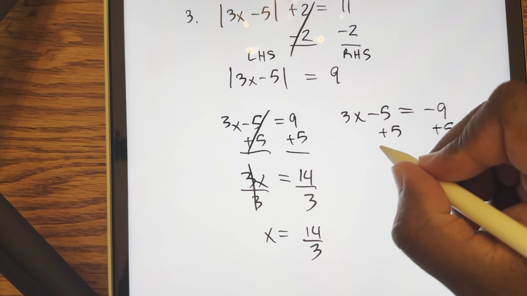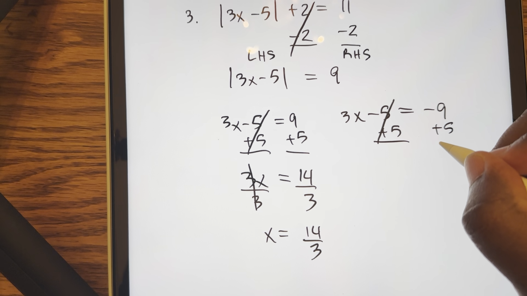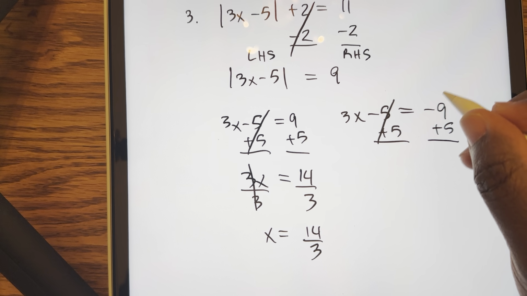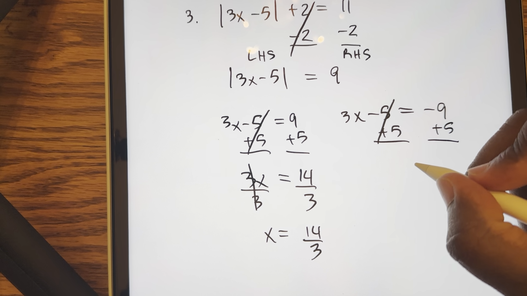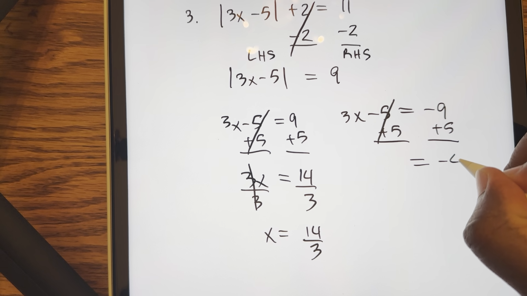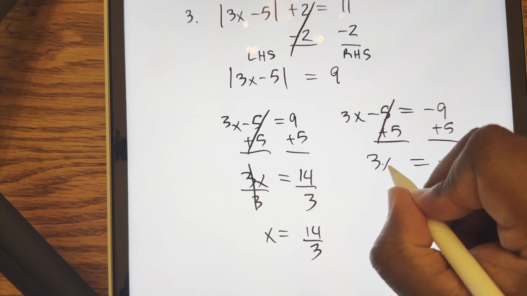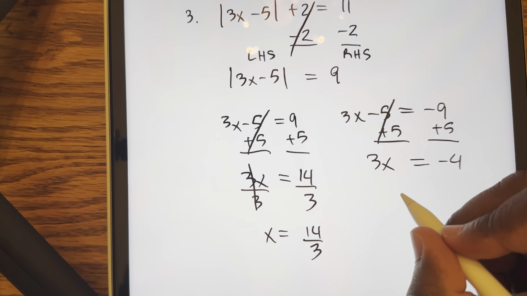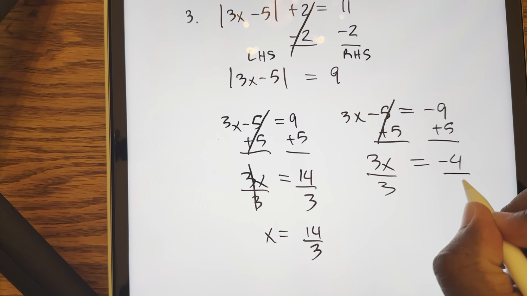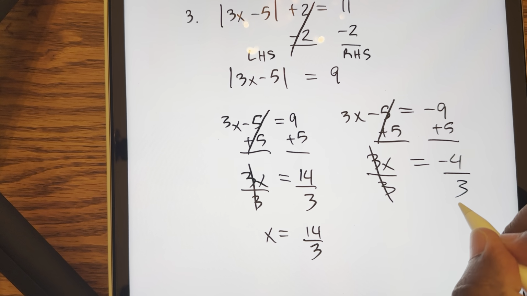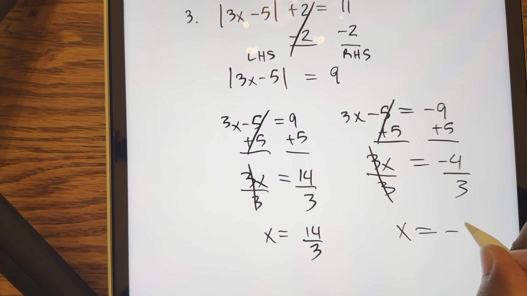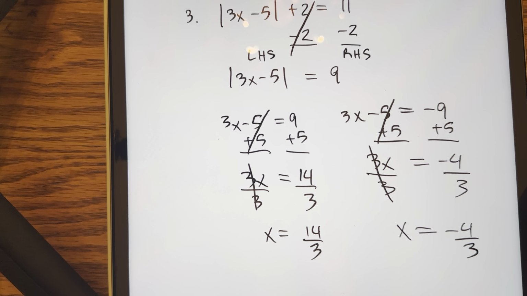For the other, add 5 on both sides, and negative 9 plus 5 is equal to negative 4. And then you have 3x. Divide both sides by 3. You get x is equal to negative 4 over 3.